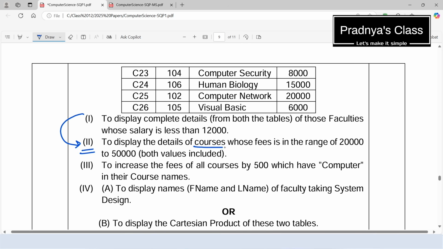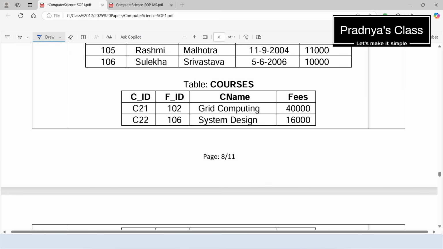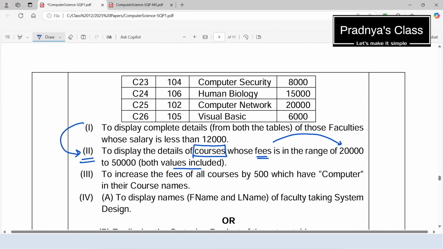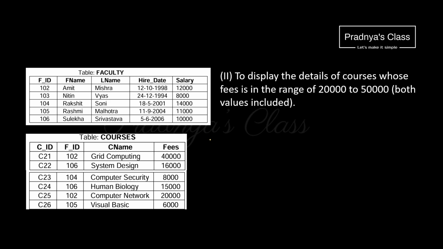To display details of courses whose fees is in the range of 20,000 to 50,000, both values included. Here we need the details of courses, and the details of courses are in the courses table. It means we need to work on the single table. To create range in which both the values should get included, then we can use the between operator. As there is no place to write the query, let's do it here. We need to display all the details. So we will write select star from. The name of the table is courses.